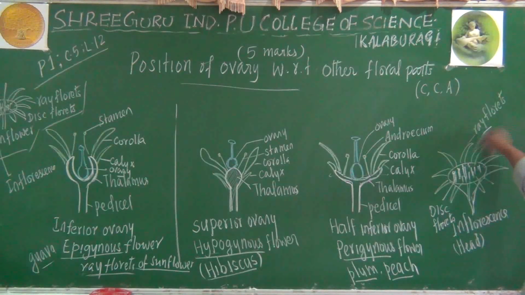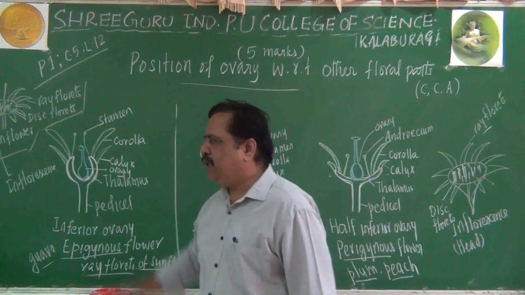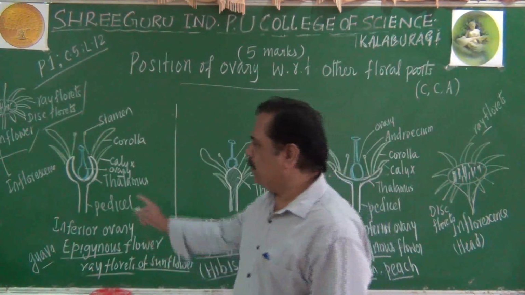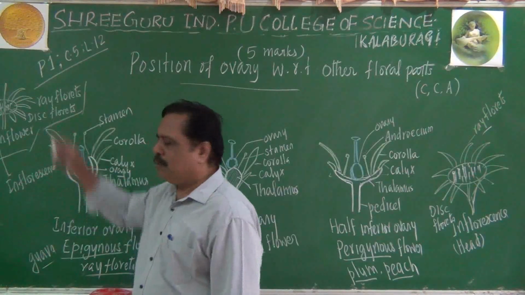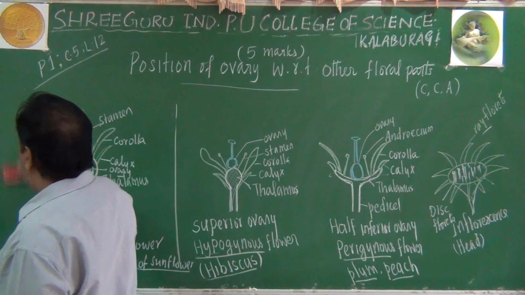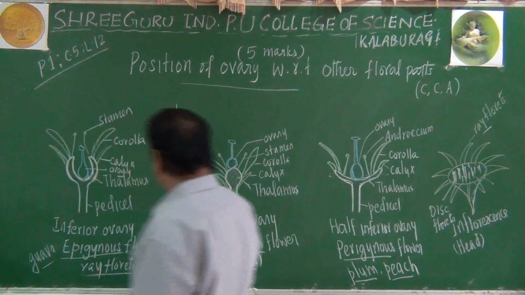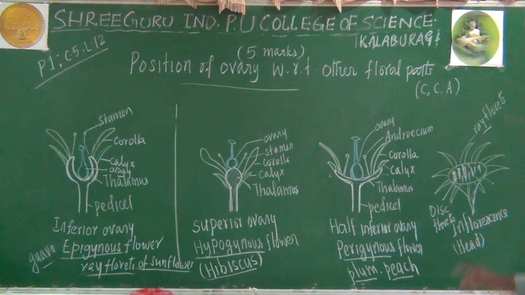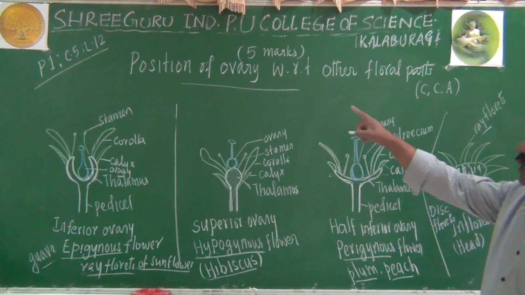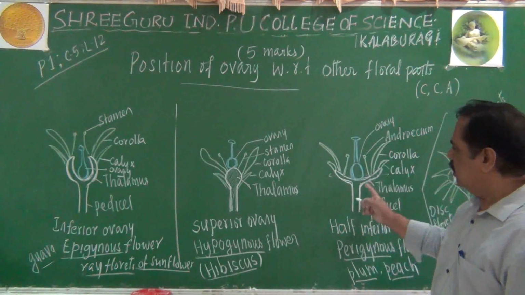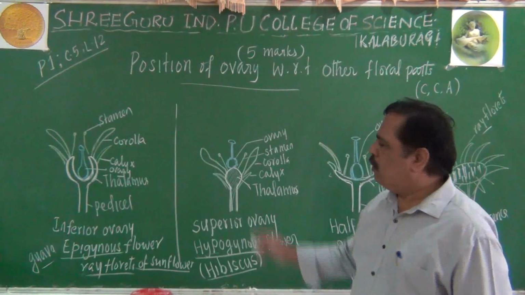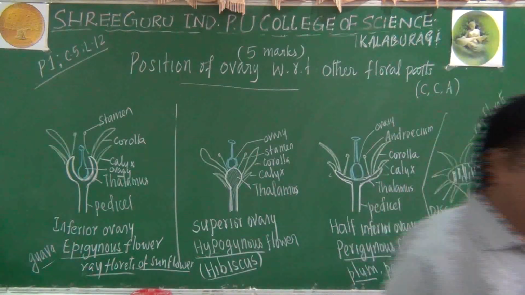The ray florets are exhibiting inferior ovary, so it is an epigynous flower, we can see. Some of you could not observe this one. Let me rub here. Okay, now you can see the sunflower. When they ask you a 5-mark question, if you draw these 3 diagrams and explain them, that is enough. Make note.